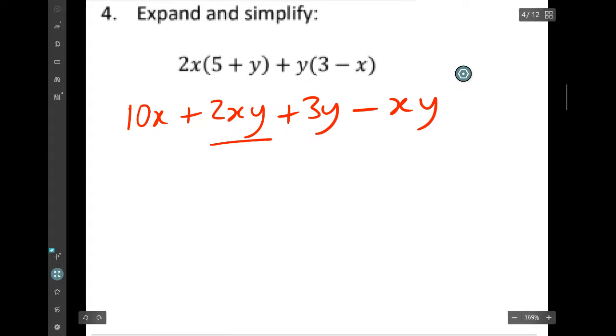Well, I can see that these two are similar. They have the same term, x and y. So this will be 10x. 2xy minus xy will give you 1xy plus 3y.